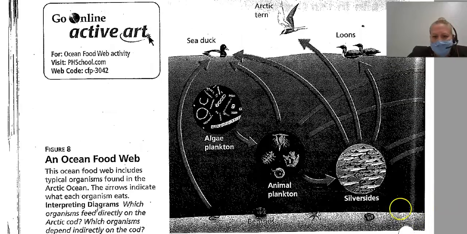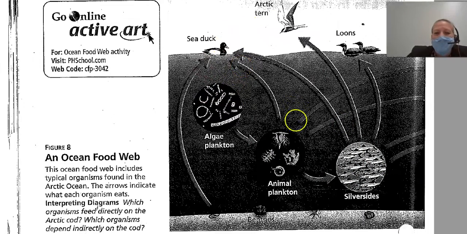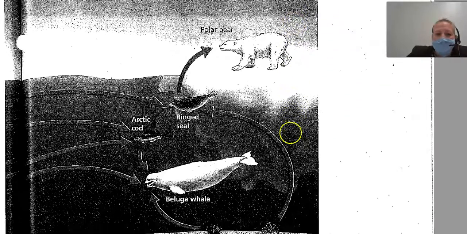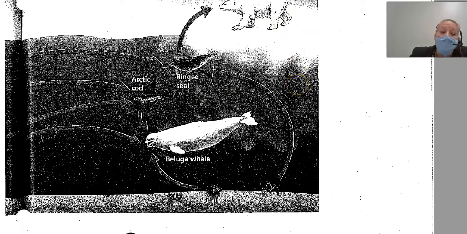So let's look at this. Okay, so we have the algae and the plankton. We have the animal plankton here. Okay, and then they feed the silversides, which are fish, and the fish and these plankton feed the loons, the Arctic tern, and the sea ducks. Now, we haven't seen the other side of the food web here, which is also the fish and the animals and plankton feed the whale and the Arctic cod. The blue whales also eat the Arctic cod, and the ringed seals, which then feed the polar bears. So it's a whole web that makes everything in the ocean able to survive.